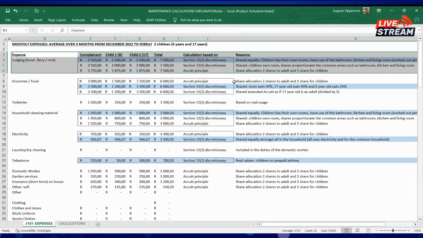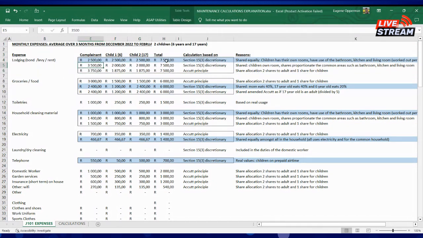Let me explain what I mean by that. Say, for instance, we have the total amount of lodging of 7,500 Rand. Remember now, that's for a mom and 2 children, ages 6 and 17. So now we all know, and we've learned that from the previous webinar, that South Africa has a discretionary system.